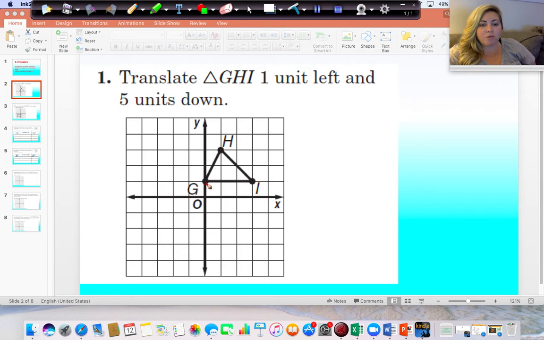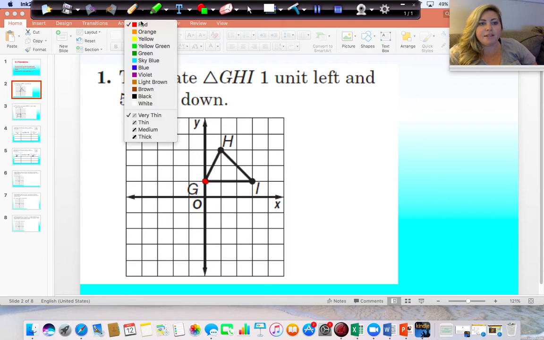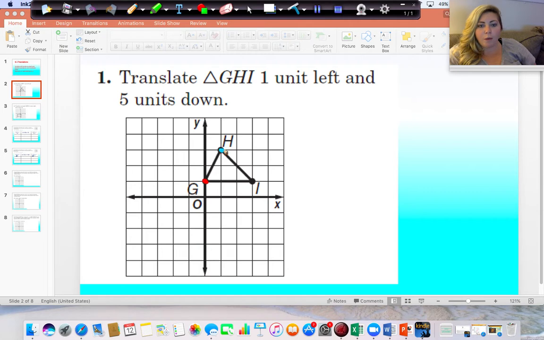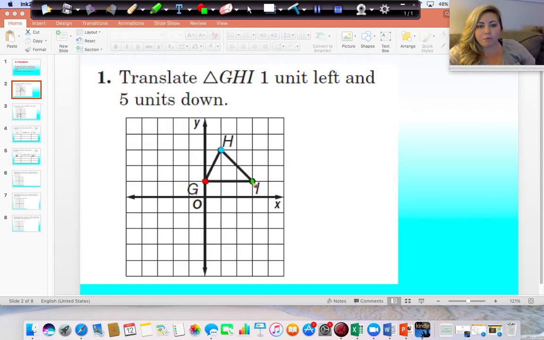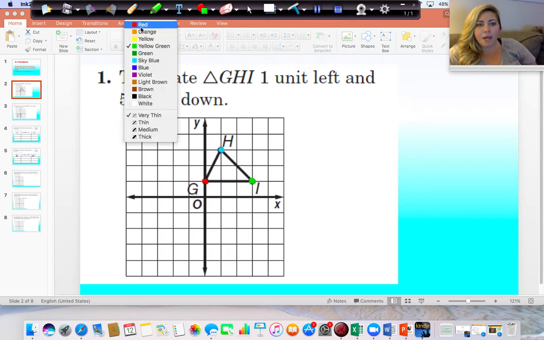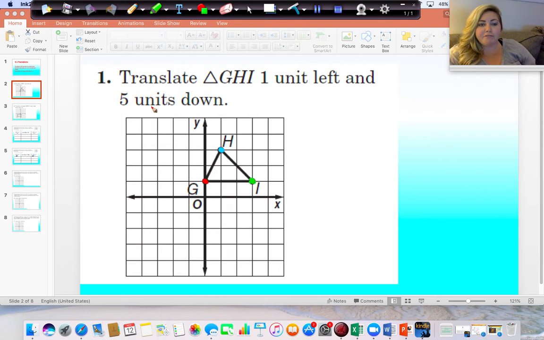Here's what I'm going to do in order to help myself out. I'm going to color each one of these points a different color. This helps you not to get confused with which point goes where, okay? Do a yellow, green. Alrighty. So, it says to move 1 unit left and 5 units down.